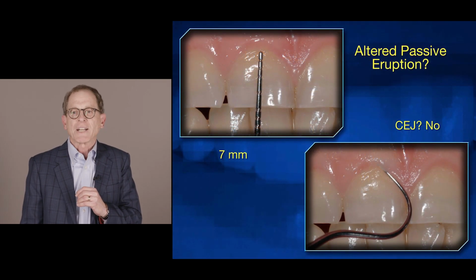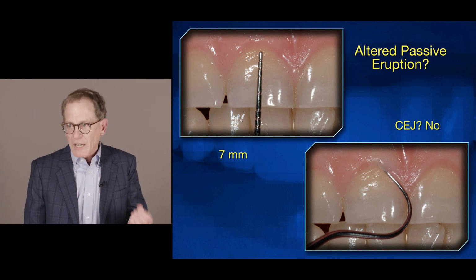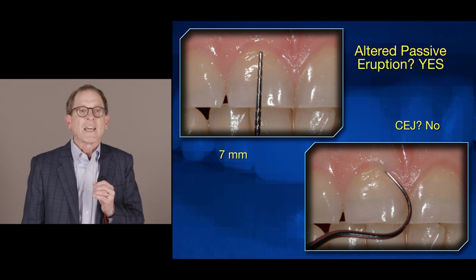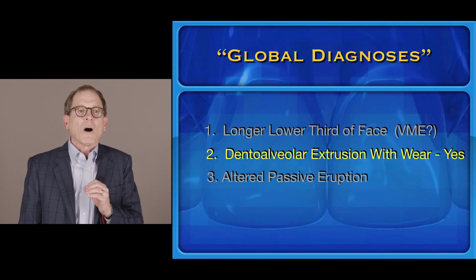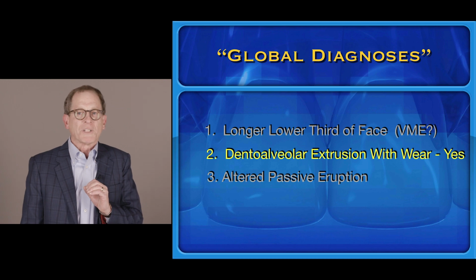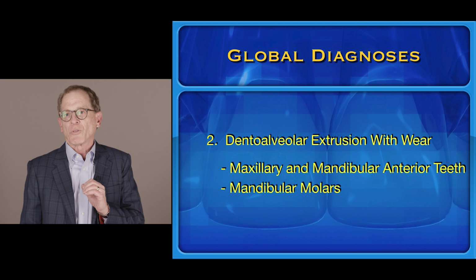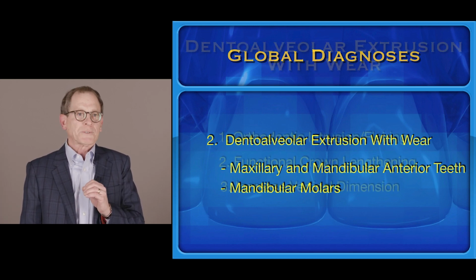The third diagnosis is altered passive eruption. His teeth are short by measurement, and we cannot feel the CEJ in the sulcus, so does Oscar have altered passive eruption? The answer is yes, he does have altered passive eruption, but does it matter? And the answer is no, it really doesn't matter, because in his full smile, we can't see the gingival line. So we only have one global diagnosis that's going to impact our treatment plan, and that's dentoalveolar extrusion with wear of his maxillary and mandibular incisors and his lower molars.